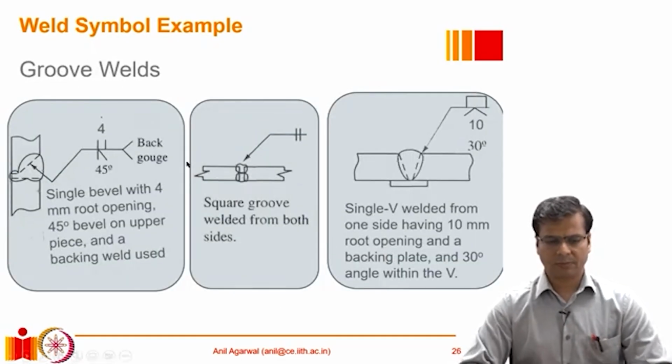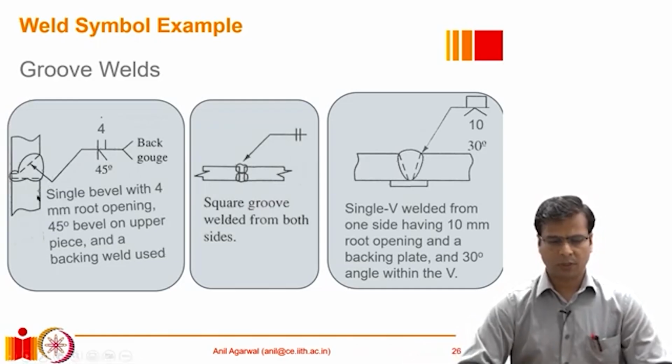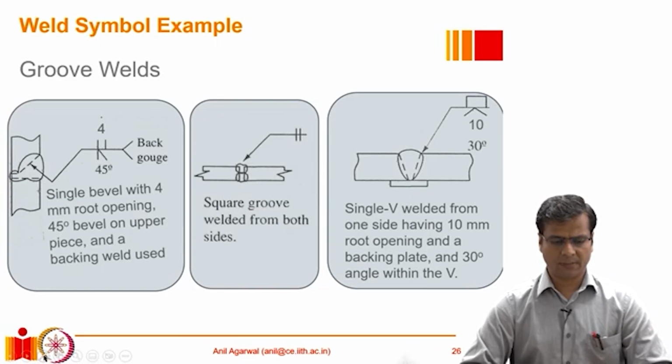Also, let's do a few examples of groove welds. So groove welds require many more details because there are many more details during the welding as well. So as we had seen, a square symbol basically represents a square groove, and this represents a bevel. Right. So basically it means that on one side, on this side of the plate, we have a 45-degree bevel.